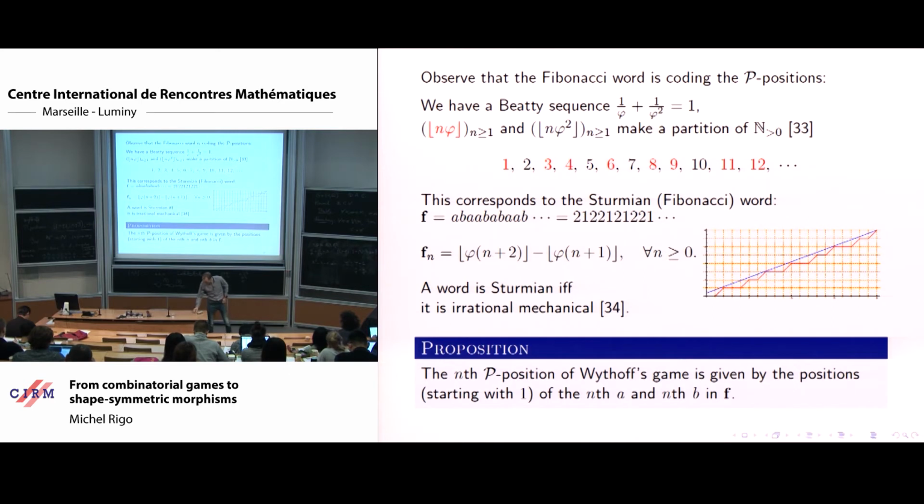What did I do yesterday? Yesterday, I had morphisms of constant length, remember? And from a morphism of constant length, I was looking at the automata corresponding to the morphism. And I was feeding this automaton with base k expansions. Why base k? Because the morphism has constant length k.